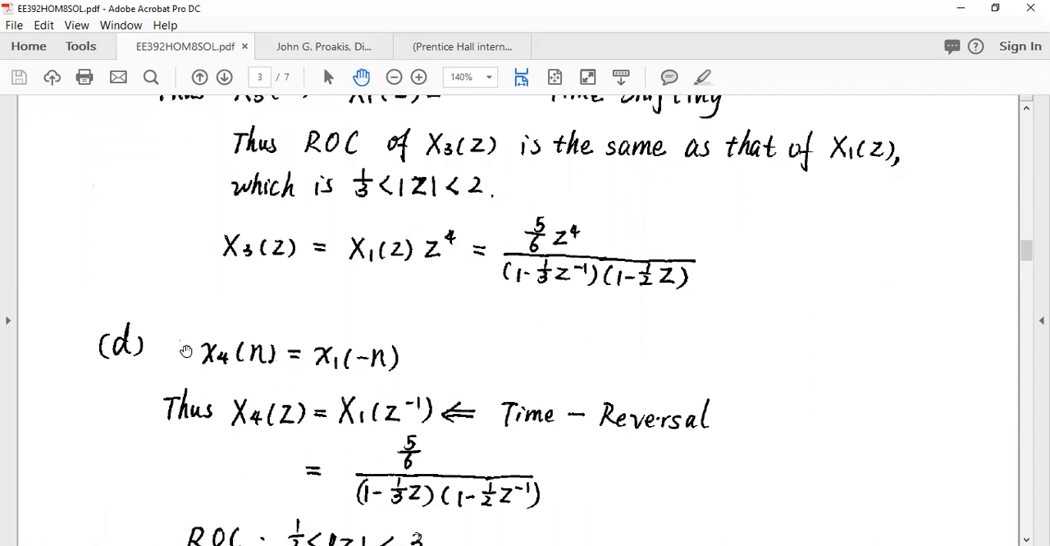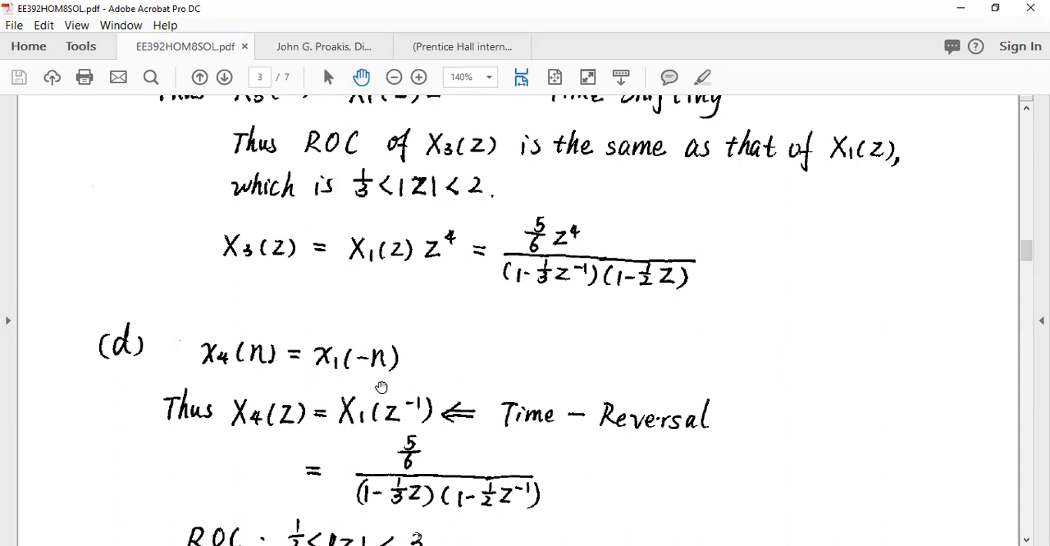3.3d. x4 of n is equal to x1 of negative n. So in this particular term, what it states is that the sequence is inverted, isn't it? Using the z transform properties, this is a reflection across the y-axis, so this is what we get.